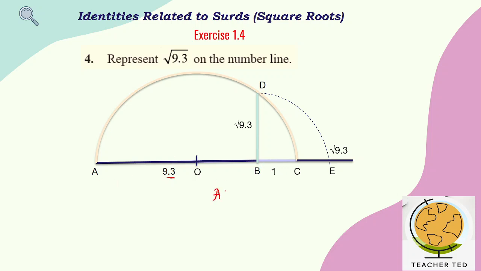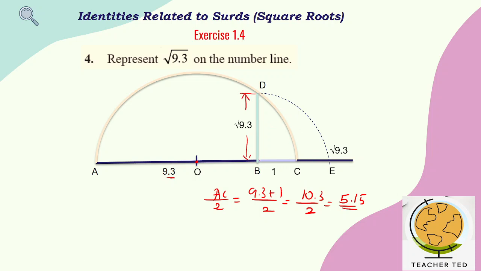You need to divide A to C by 2, which gives 9.3 plus 1 divided by 2, that is 10.3 by 2, which gives 5.15 units. From here to here on the scale, 5.15 units. This is the first thing you need to remember. Then the semicircle, you all know how to draw a semicircle from this point to this point. Draw an arc or semicircle. After this, from B to D, draw a straight line. The distance BD gives the value of root 9.3, with approximation.